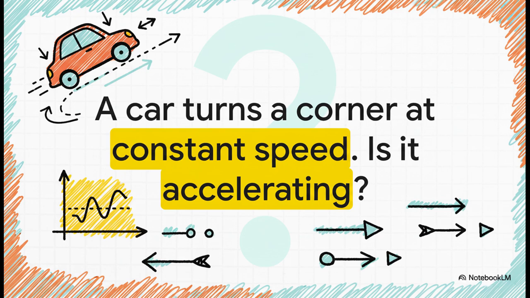So, to wrap things up, I want to leave you with a little brain teaser to see if it all clicked. Here it is. A car is going around a corner. The whole time, the speedometer stays locked at a constant 30 miles per hour. So my question is, is the car accelerating? Think back to what we said about the real definition of velocity. If you remember that, you've got your answer.